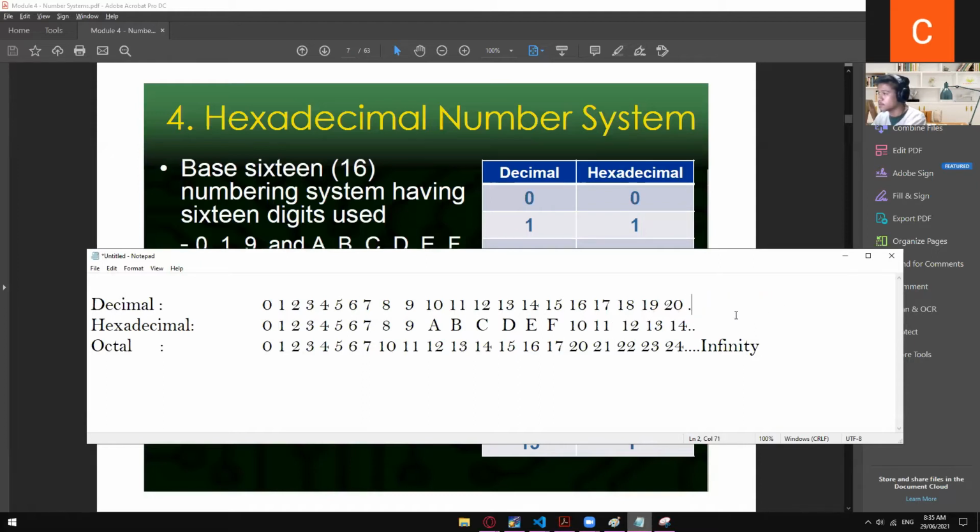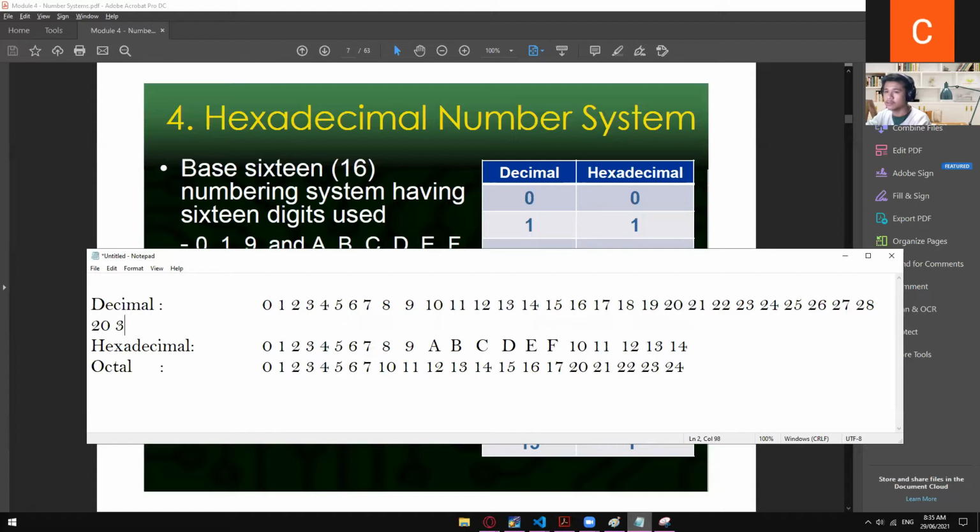Maybe it would be better if I just eliminate this one, and let's have numbers up to 27, 28, 29, 30, 31, 32. So let's have up to 32.